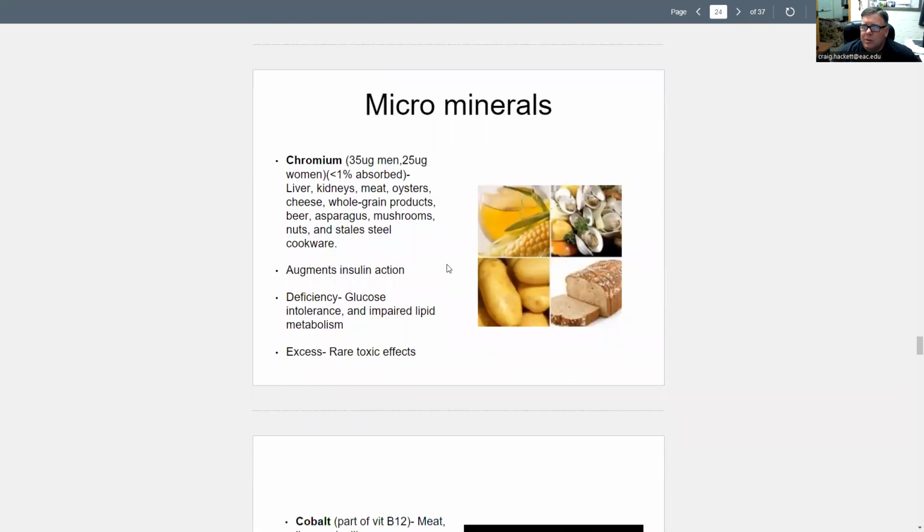Some of the microminerals, I'm going to go through these. Actually, I am going to go through these fairly quickly because we need them in such small amounts and we get them pretty easily. Also look on these screens for the women. Women need sometimes more or less than men. Probably, it just depends what it is.